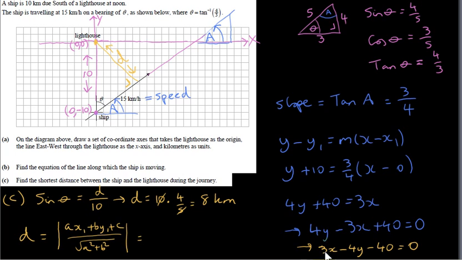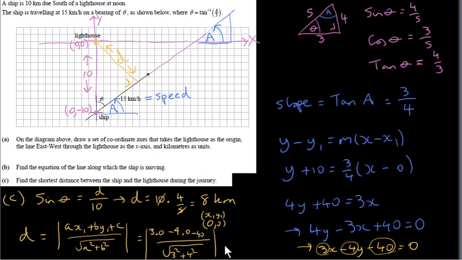A, B and C are these values here. And x1, y1 is the point we're interested in getting the distance of the line from, which is 0, 0. So we have 3 times 0 plus B, which is minus 4, times y1, which is 0, plus C, which is minus 40. That's divided by the square root of 3 squared plus 4 squared. We want the absolute value of this.